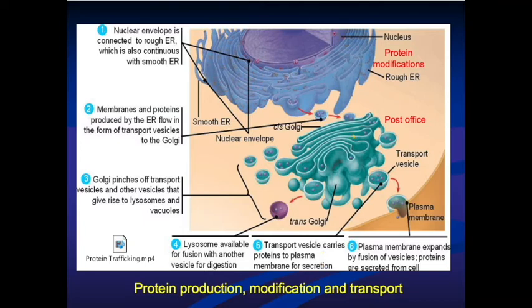The vesicles are also important for the expansion of the plasma membrane. The existing plasma membrane can fuse with the vesicles, and this will allow proteins to be secreted from the cell.